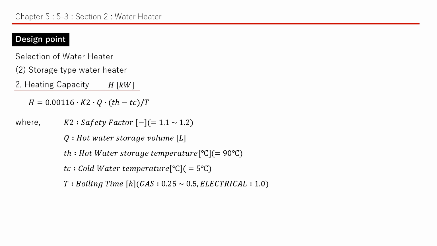K2 is the safety factor. Q is hot water storage volume. TH is hot water storage temperature. TC is cold water temperature. T is boiling time.